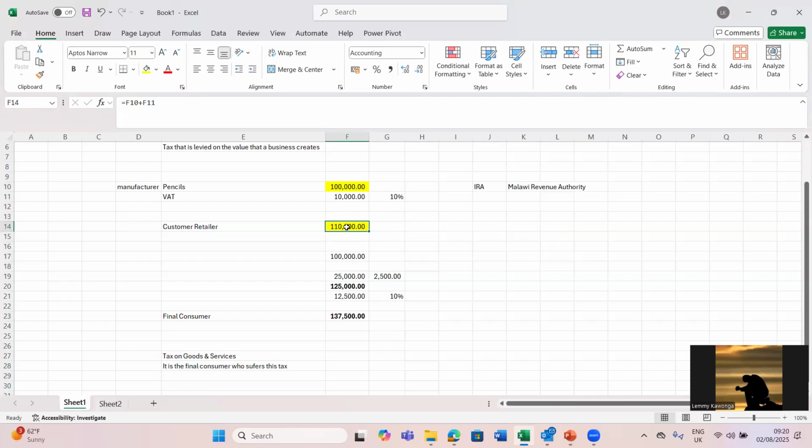But here in our case, the retailer's role is to pass on the 10,000 to the final consumer. So the retailer will only add the VAT on the value they have created. Here they have created a value of 25,000. So they only add to this 10,000, they only add 2,500. I hope that's clear. Okay, thank you.